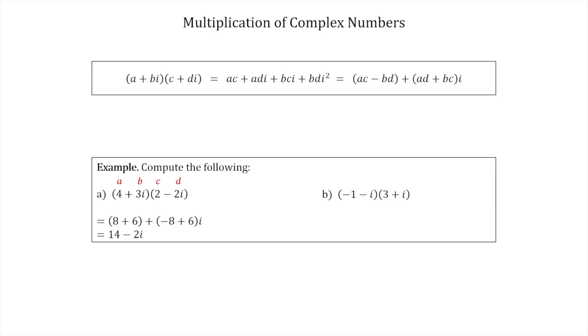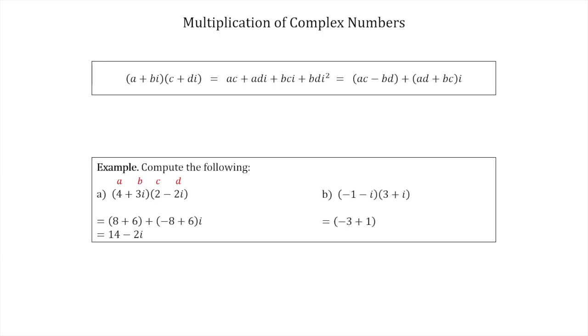Now let's try b: minus 1 minus i times 3 plus i. What do we get? Well, I'm not going to label them a, b, c, d now. Hopefully you can just see what a, b, c, and d are. We have minus 1 and then a minus 1 in front of the i as well, and then a 3 and then a 1 in front of the i. So they're a, b, c, d.